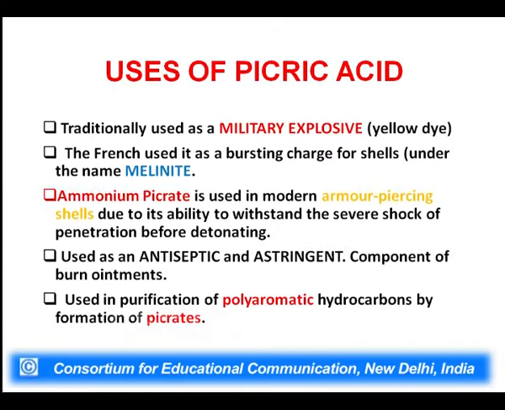So picric acid is a very important military explosive. It was initially used as a military explosive, and the French used it as a bursting charge for shells under the name melinite. Later on, ammonium picrate was developed, which is used in modern armor piercing shells due to its ability to withstand the severe shock of penetration before detonating. So it detonates later and penetrates first.